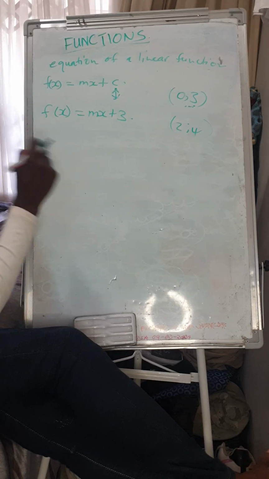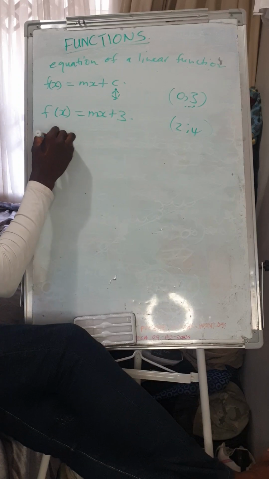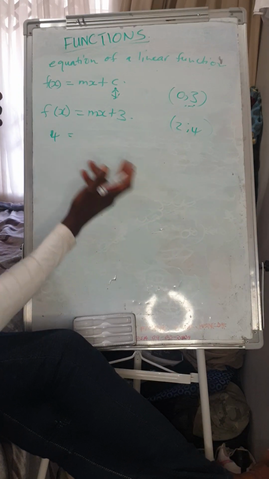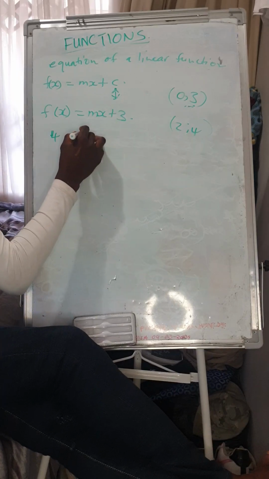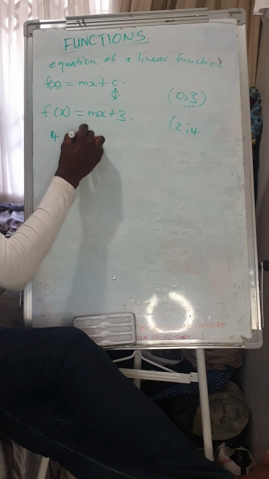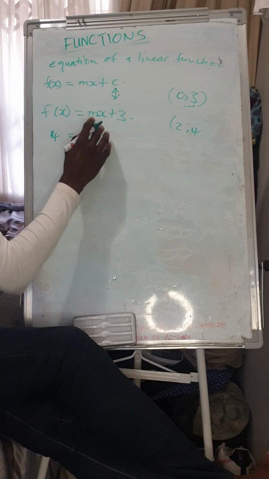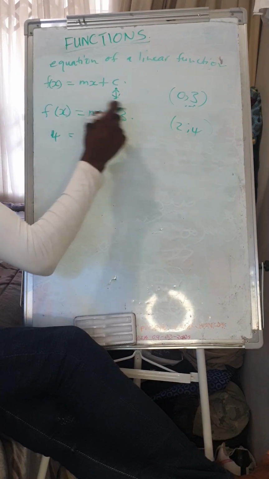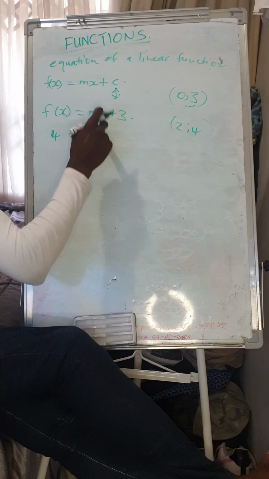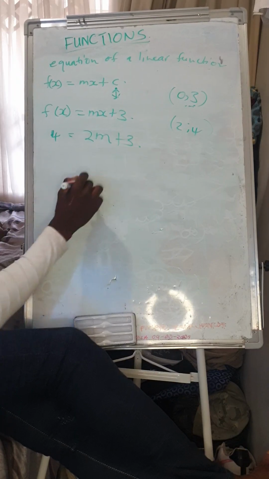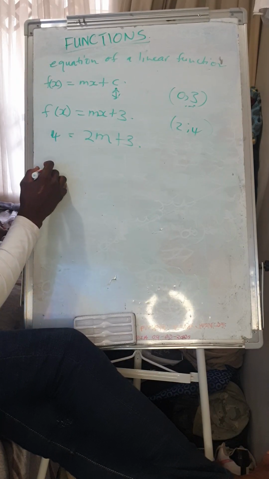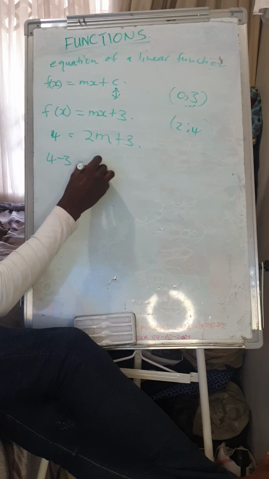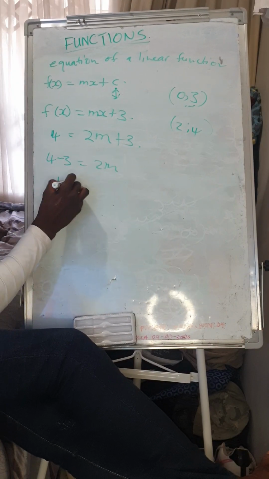Right, how do we do that? This is y, so we can say 4 equals, well, we don't know the value of m. Okay, we can actually say it equals m times 2. We can say 2m. m times 2. Remember, m times x plus 3. Now, taking the other one to the other side, you have 4 minus 3 equals 2m. So you have 1 equals 2m.